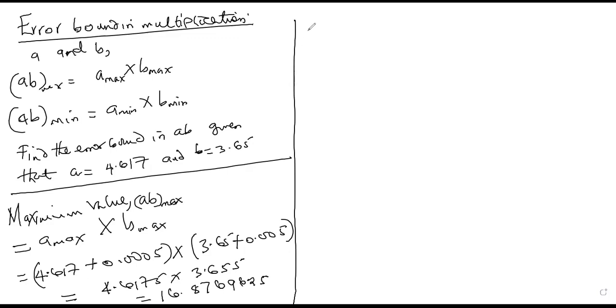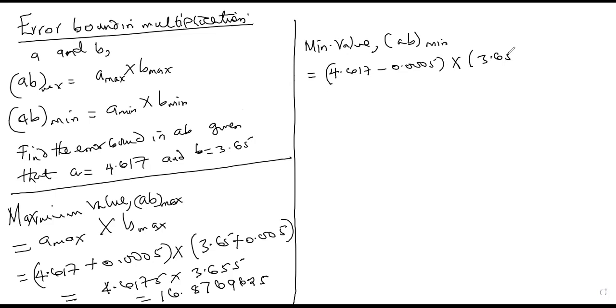From here, we get the minimum value, or what we call the AB minimum, and we say that we minimize everywhere. So it is going to be A minimum times B minimum, whereby A minimum is 4.617. If we are minimizing, we subtract the maximum error 0.005, then times B minimum, we shall get 3.65 minus 0.005.